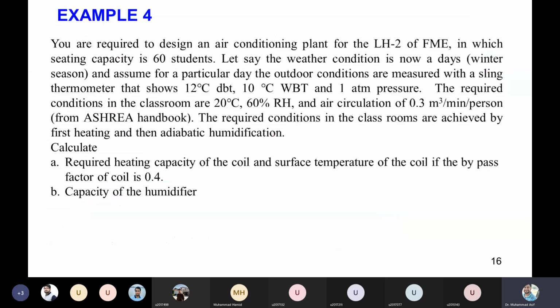Okay, let's try to solve the last problem. This is a design problem. Let's say you are required to design an air conditioning plant for the LH2 of the FME, our classroom, which has a seating capacity of 60 students. Let's say I'm giving you that task: design an air conditioning plant.